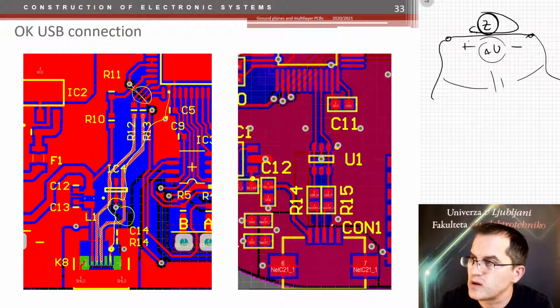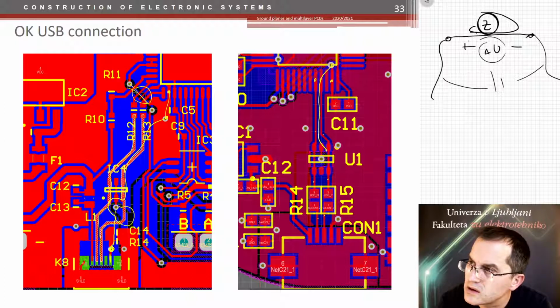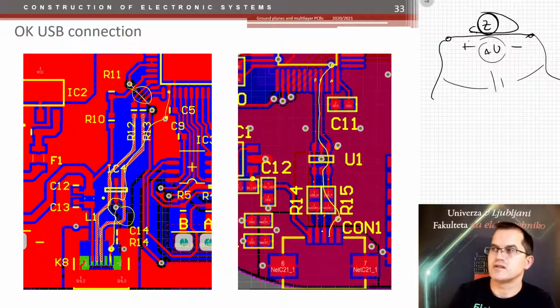And this is a very good solution. These are two USB lines coming to here, returning to ground. This is a ground wire. Then we have a return current just below here to this ground pin. No interrupts.